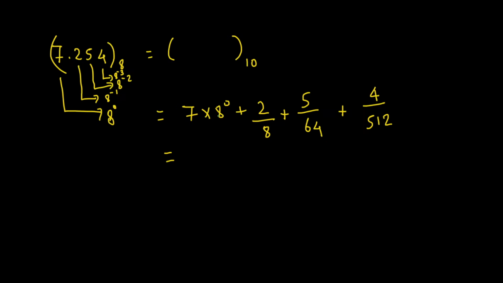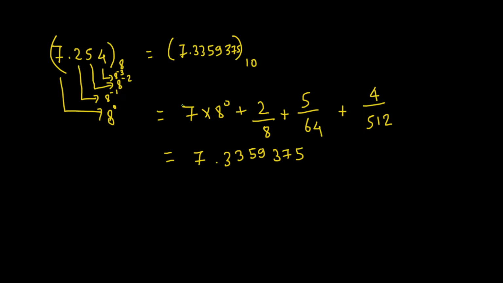7 times 8 power 0 is 7, because 8 power 0 is 1. If you calculate and add them, you get 7.3359375. So the conversion of this octal number to decimal is 7.3359375. Okay, that's how we convert from octal to decimal.